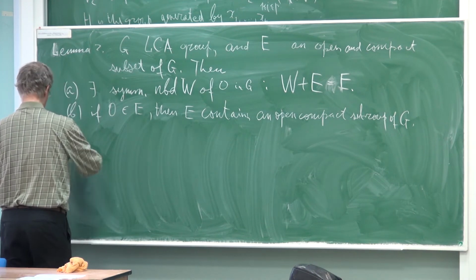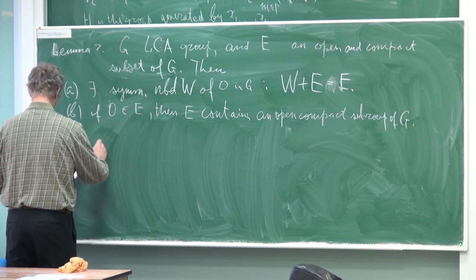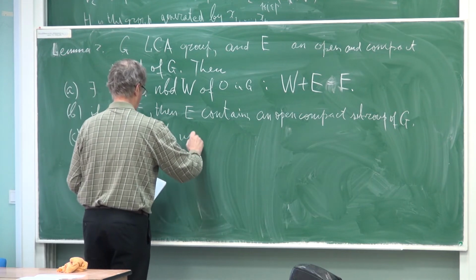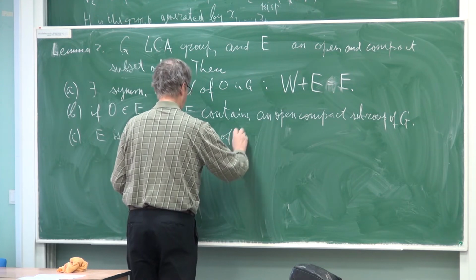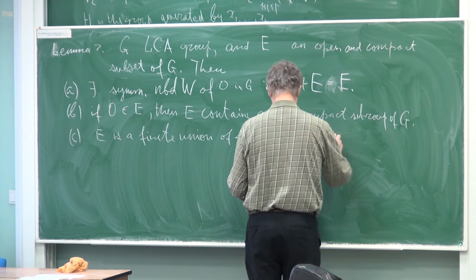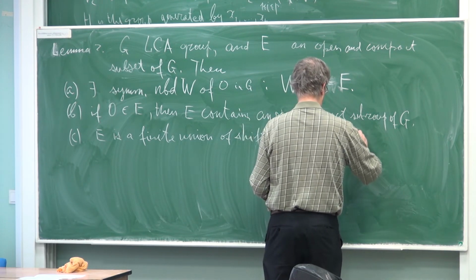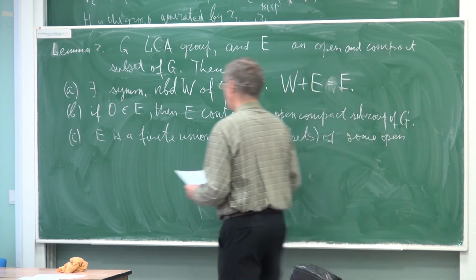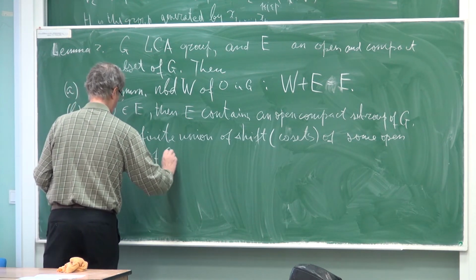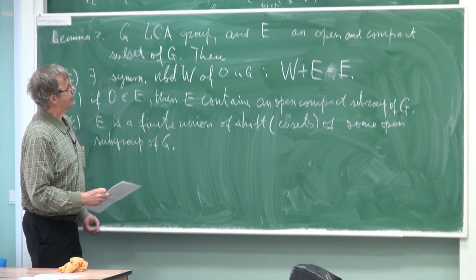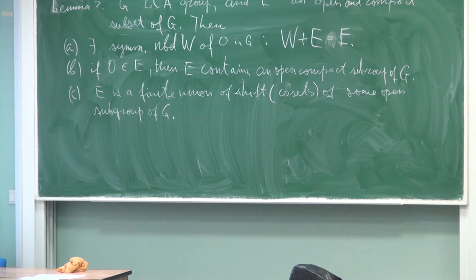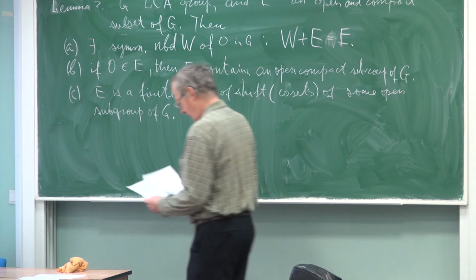And the last property, C, is that E, always E, is a finite union of shifts or cosets of some open subgroup of G. Okay, so this is fairly simple, of purely technical nature, but it will be useful. Now let's prove it formally.